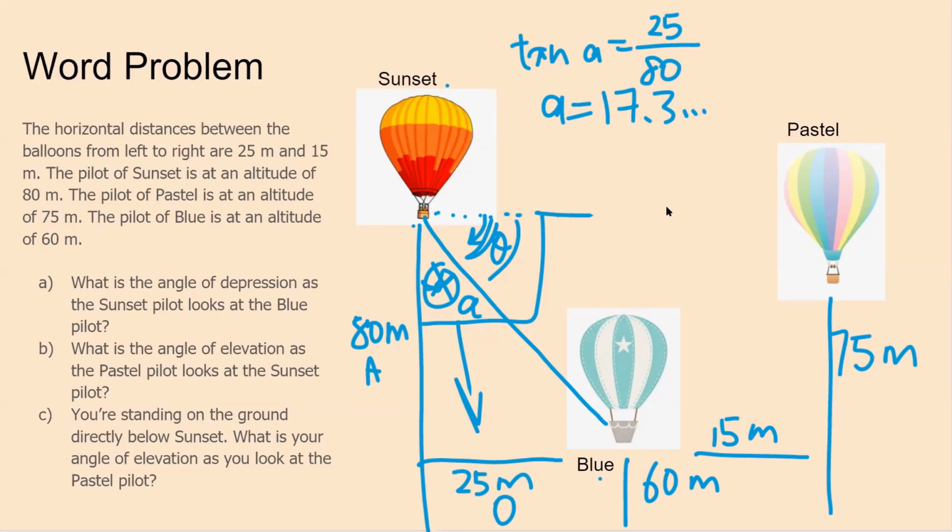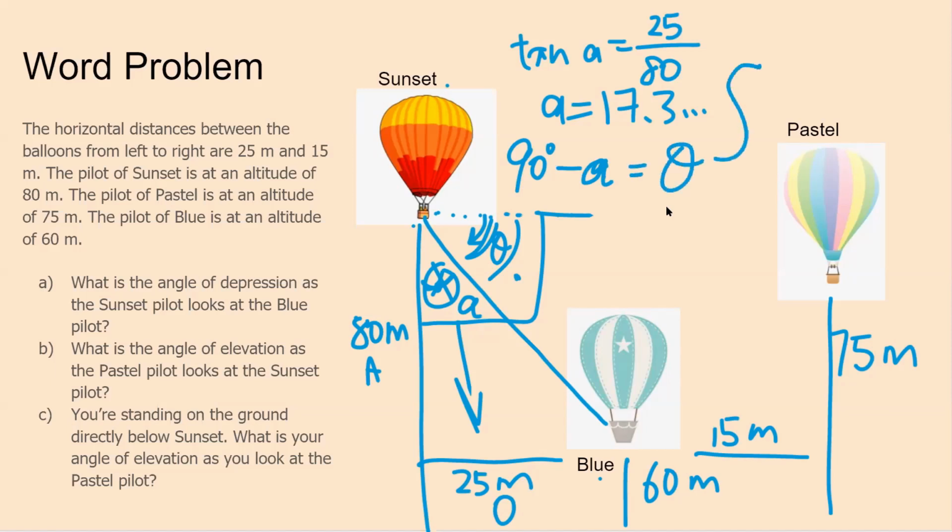Now what's really important is that we don't round off this value yet because this is not our final answer. Our final answer is theta. We want to look for theta. So in order to do this, we would have to subtract whatever A is from 90. So 90 minus A is equal to theta.